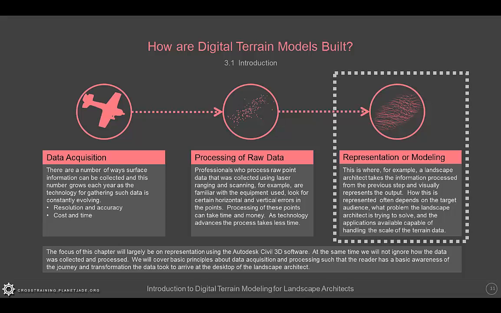So the focus of this chapter will largely be on representation or modeling using the Autodesk Civil 3D software. We will use some other applications to explore how we take data from different places and get it into Civil 3D. At the same time, we will not ignore how data was collected and processed. We will cover basic principles about data acquisition and processing such that the reader has a basic awareness of the journey and transformation the data took to arrive at the desktop of the landscape architect.